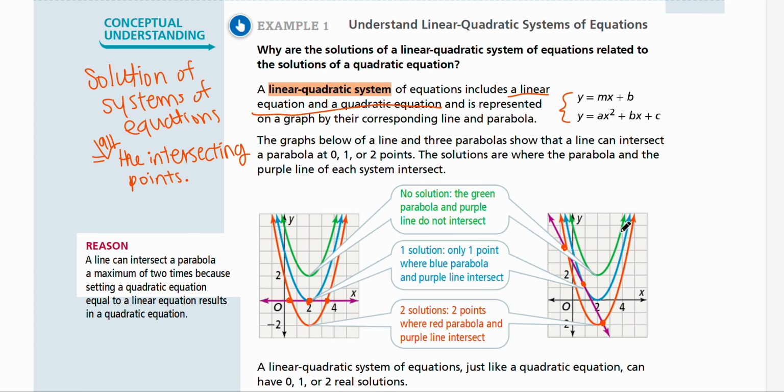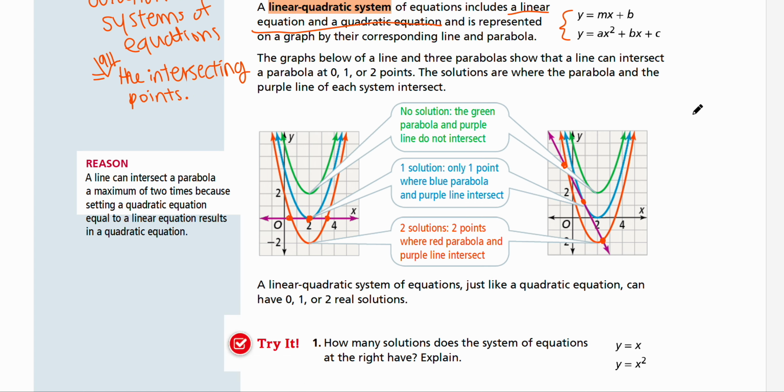Okay, so a linear quadratic system of equations, just like a quadratic equation, can have 0, 1, or 2 real solutions. So by graph, you can easily see visually how the solutions are going to come out. But of course, we can have different methods of solving the system of linear quadratic equations as well. So let's look at try number 1.